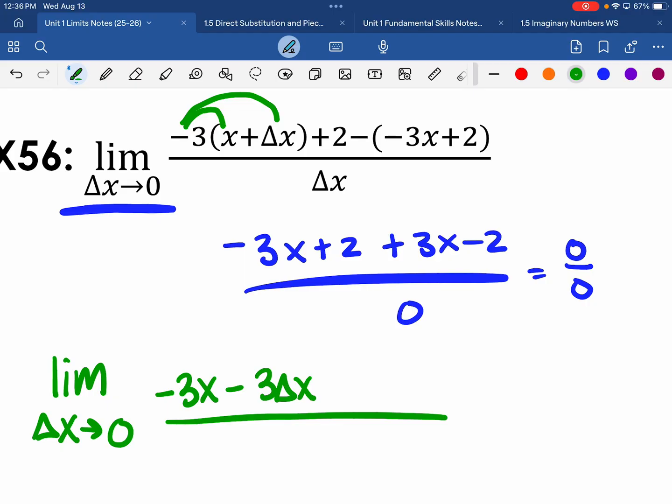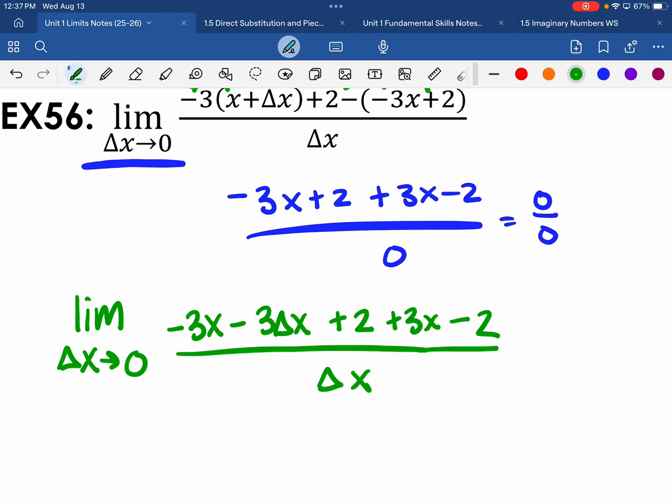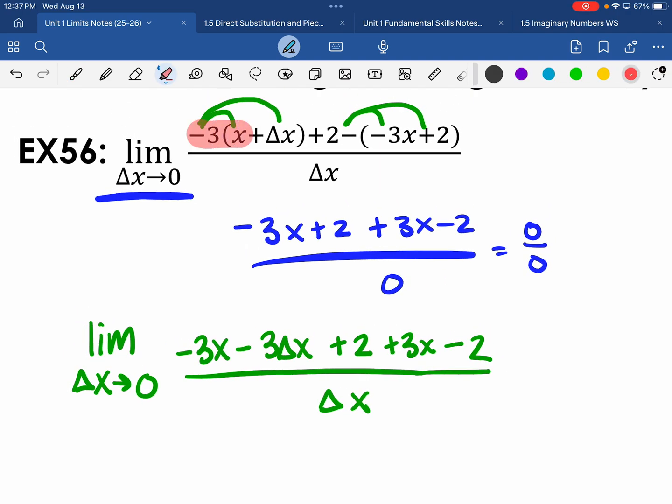All right, then I have the plus 2. And then I'm going to distribute the plus 3x and minus 2, all over delta x. So that came from there, and this guy came from that guy, and then the plus 2 just dropped down. All right, so I just multiplied everything out on top.